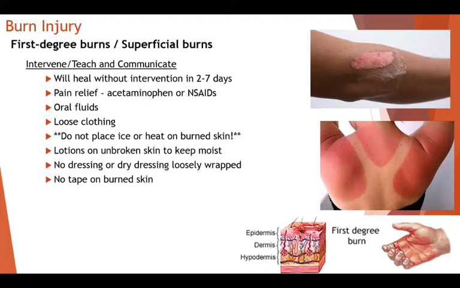You can use lotions on unbroken skin to keep the skin moist, but if it's broken skin, it's a risk of infection, and then you would treat it as if it's a high risk of infection. You don't need a dressing, or you can use a dry dressing loosely wrapped over any first-degree burn. Never, ever tape on burned skin. So no ice, no heat, no tape on burned skin. Kind of self-explanatory. We've all taken care of a first-degree burn somewhere in our lives.